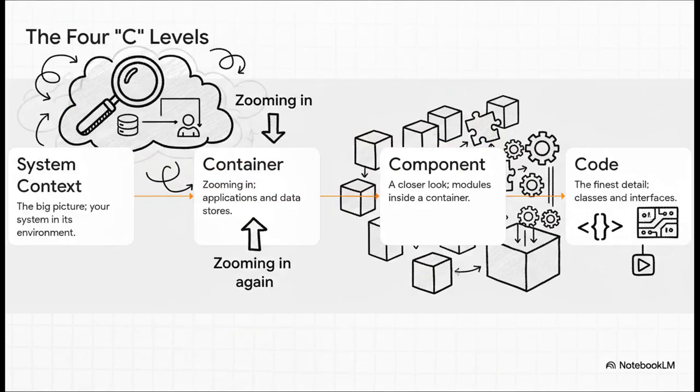Okay, so this slide basically lays out the entire map. The 4 C's are your zoom levels. You start wide at level 1, the system context. This is the big picture, perfect for talking with executives. Then you zoom in to level 2, the containers, where you can see the major applications and data stores. Zoom in again to level 3, components, to see the key modules inside those containers. And finally, if you really need to, level 4 takes you all the way down to the code. See? A different level of detail for every single conversation you need to have.